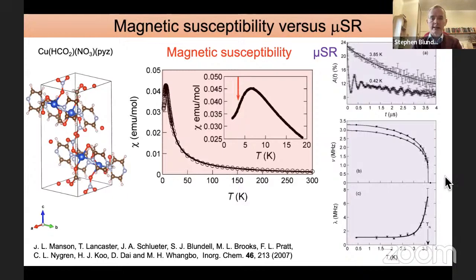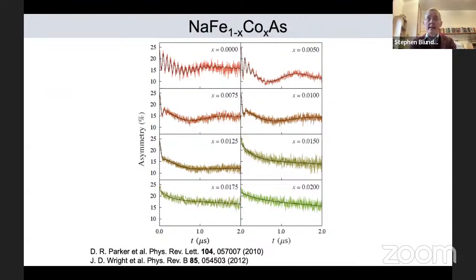Now, I just want to move quickly to superconductors as a final example before I get to the decoherence part, which I will spend just the last 10 minutes on. But just to say something quickly on superconductors. So first of all, many superconductors are magnetic.